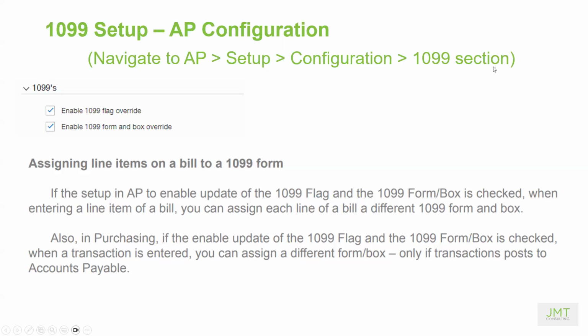and you scroll down to the 1099 section. There's actually 3 check marks there. The first 2 are the ones that actually enable 1099 functionality. So be sure to check mark enable 1099 flag override and the enable 1099 form and box override. And the reason for that is, well, it not only turns on the 1099 boxes, but some of your vendors have more than one 1099 form, like they may have NEC or miscellaneous, like if it's rent. And you can only set up one default form, and this allows you to not only turn on the functionality, but also to override. Okay.